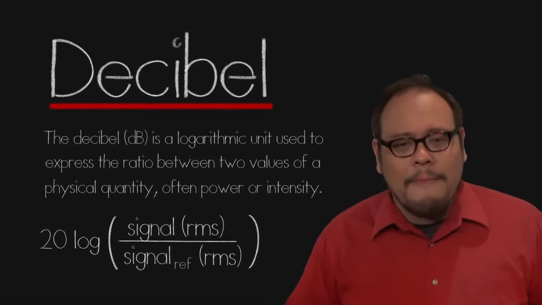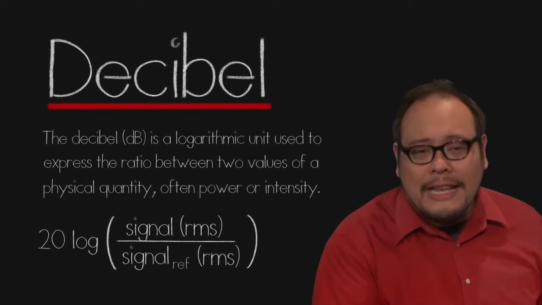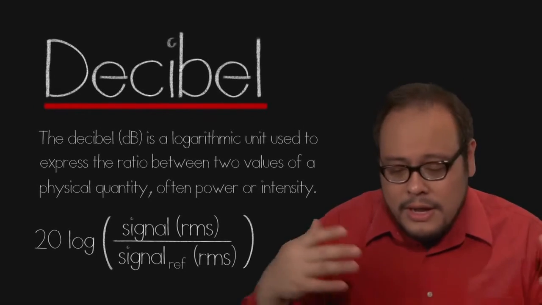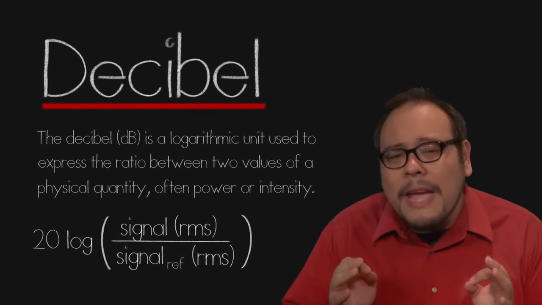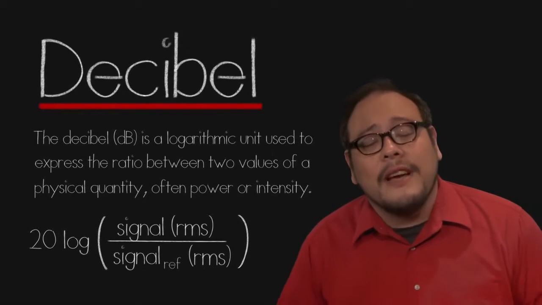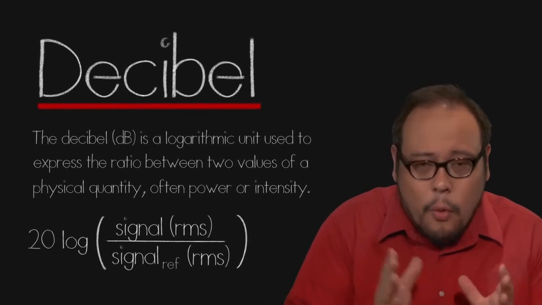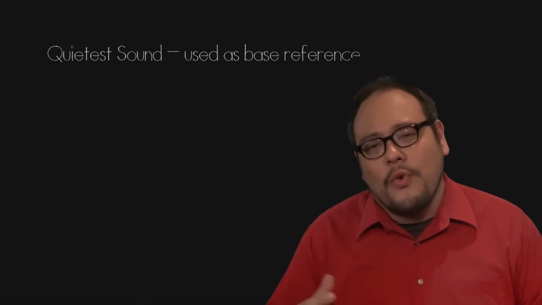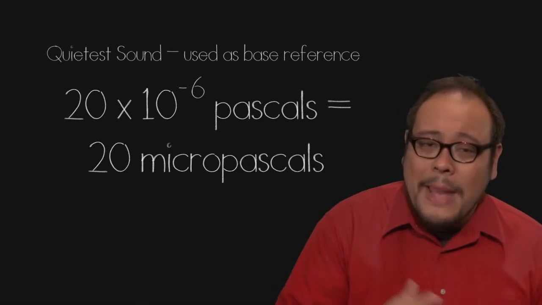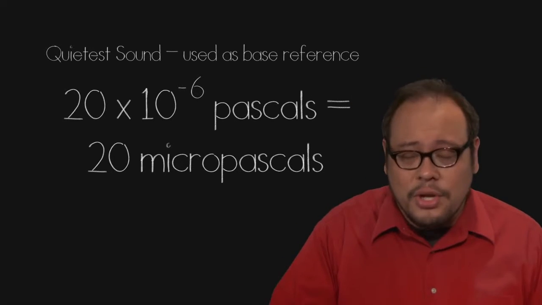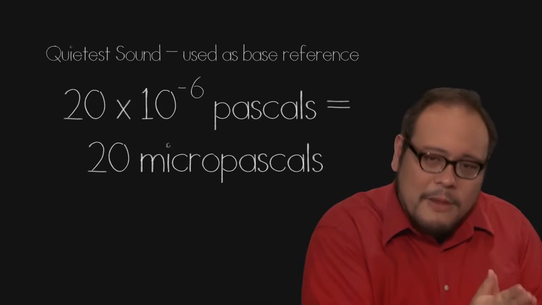Right off the bat, the decibel is not a measurable unit like a centimeter or a centigrade or a gram. It's a comparison, and you always need a reference. For determining loudness of sound pressure, we can use the quietest sound that can be detected by the average human being as our reference. This number has been internationally agreed upon as 20 times 10 to the negative 6 pascals, or 20 micropascals.